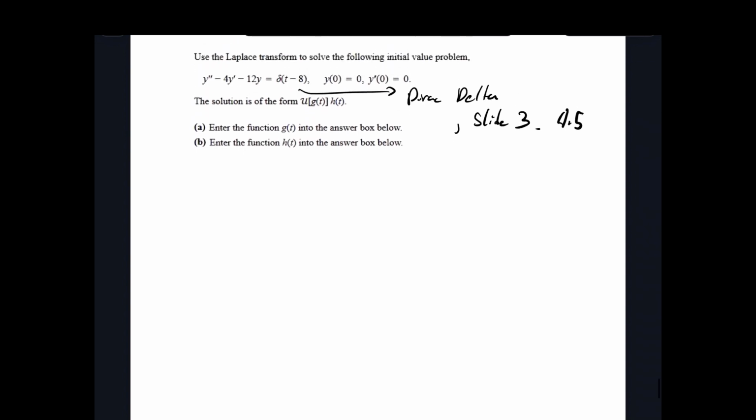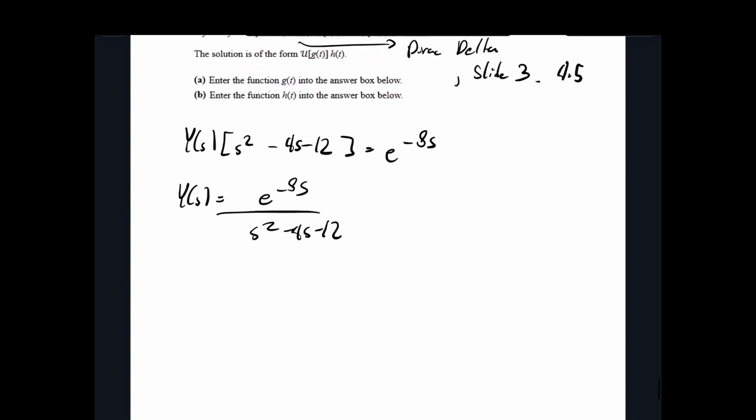So left-hand side is as usual. Thank God we have these nice initial conditions. So I'm just going to get straight to what I need to do, which is y at s squared minus 4s minus 12 equals the left-hand side. Since I have s at t minus 8, it equals e to the negative 8s. And so y at s equals e to the negative 8s over s squared minus 4s minus 12.